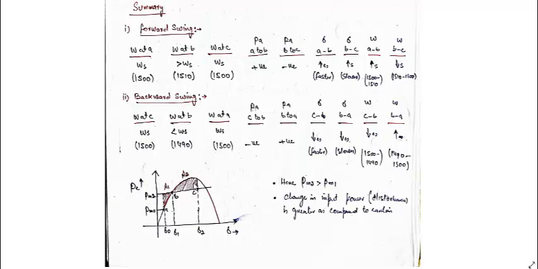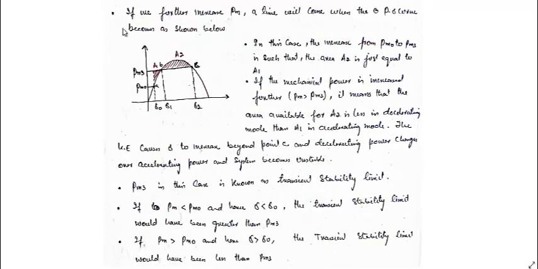So this is another case. If we further increase Pm, a time will come when the P-delta curve will be shown like this. So we can say the positive area is just equal to the negative area. When the acceleration is further increased, the accelerating area is further increased, so the decelerating area has to increase so that it matches this.